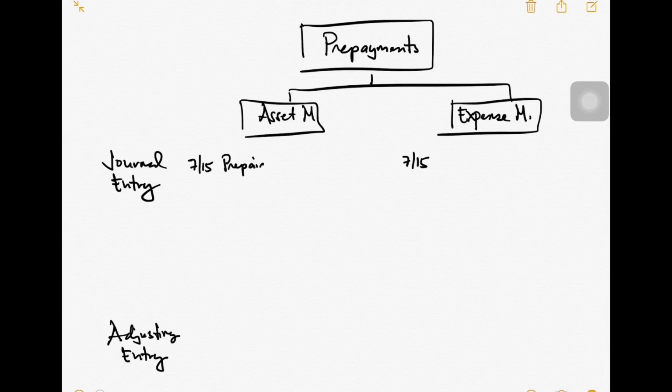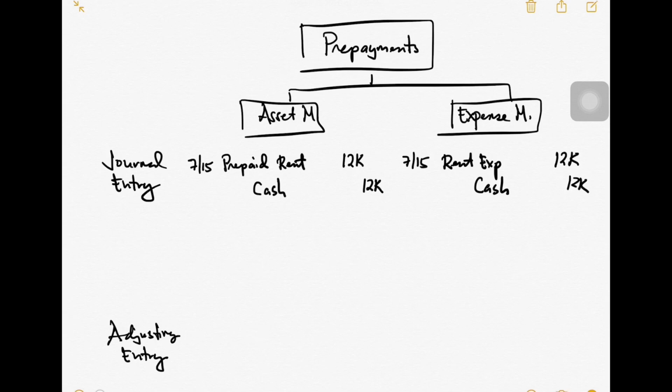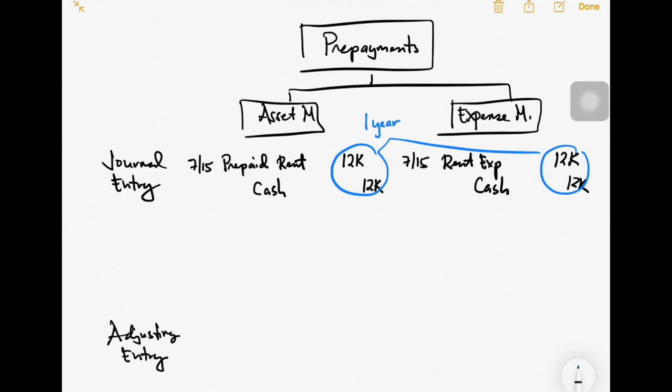That's the asset. And then if we look at the expense counterpart of prepaid rent, we have rent expense. For the credit, normally you will be crediting cash here because there is advance payment of rent, and you will record it either as an asset under the asset method or an expense under the expense method. And let's say the amount of payment is 12,000, 12K. Let's say this is advance payment of rent for a year. And that's the initial entry under both methods.